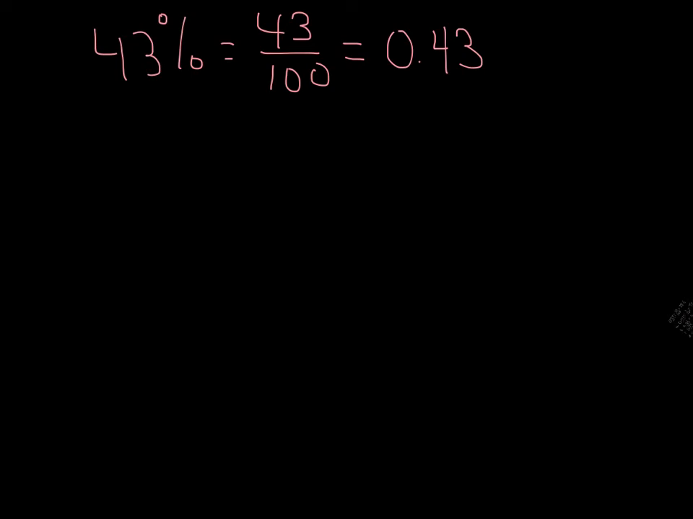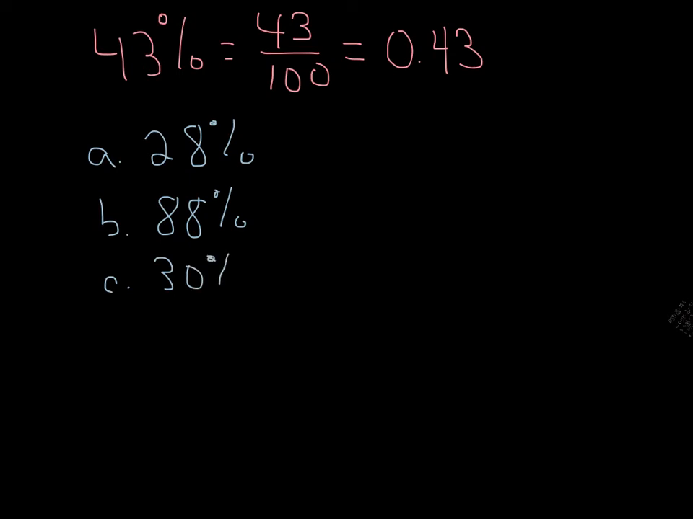These are all the same number. Let me give you some of these to try on your own. A, we're going to make 28% into a decimal. B is going to be 88%. C is going to be 30%. And D is going to be 5%. Why don't you try those on your own? Pause the video when you do it, and then come back and check your answers.